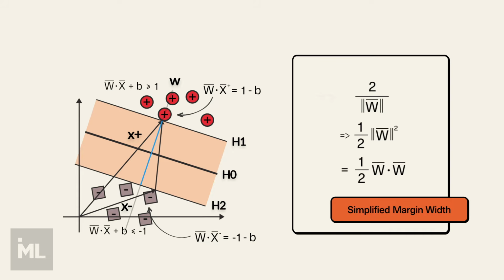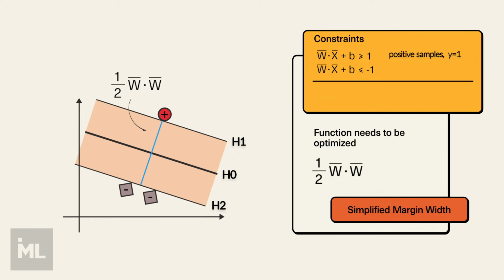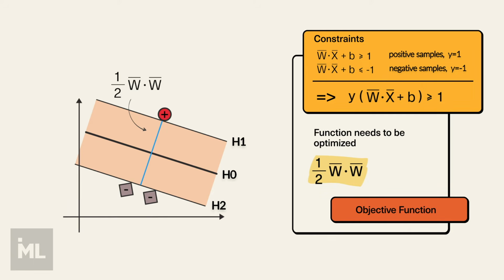Now let's introduce another variable y to transform these two equations to make it more convenient from a mathematical perspective. Here we assume y to be 1 for all positive samples and negative 1 for all negative samples. So the previous two equations can be rewritten as a single equation for all the samples. Let's revisit the problem we're trying to solve. Here we want to optimize the street width, 1/2 times w dotted w, subject to the constraint equation for all the samples. It is a constrained optimization problem, and we have a powerful technique, Lagrange multipliers, for this.